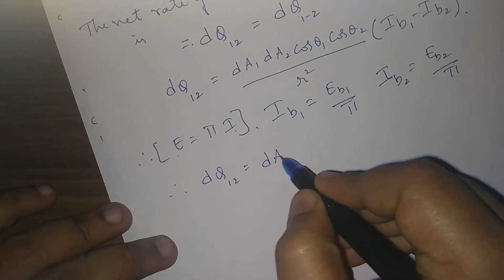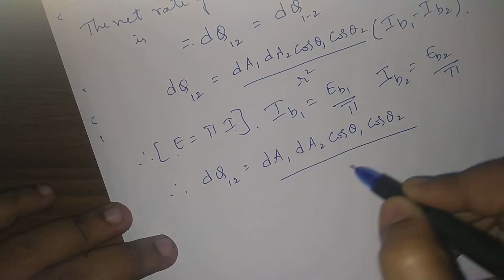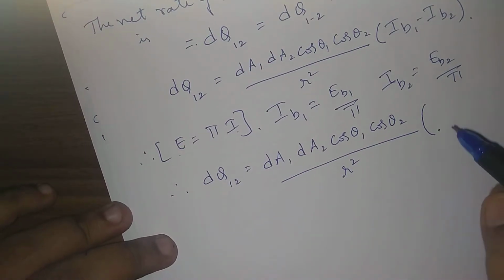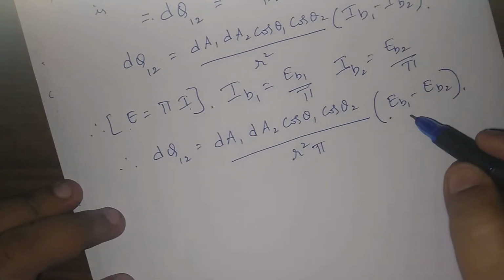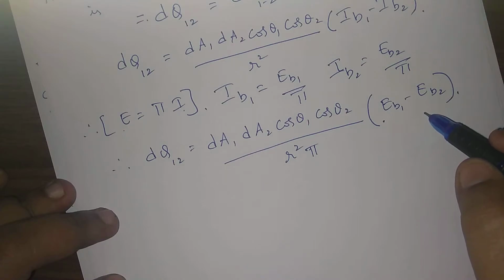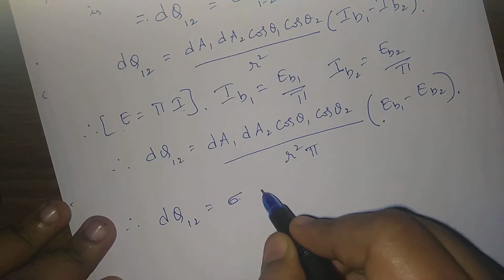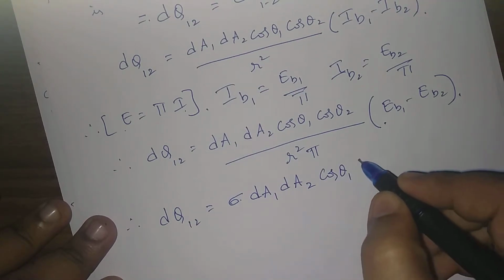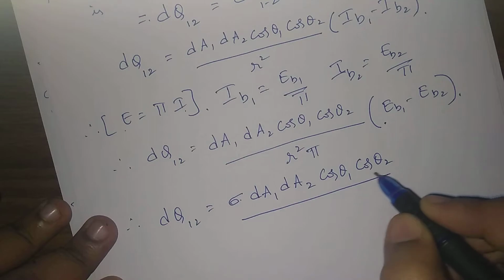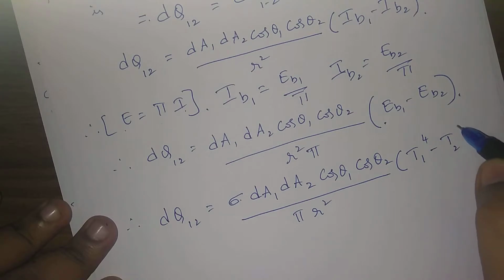Therefore, dQ12 will be equal to dA1 dA2 cos theta 1 cos theta 2 divided by r square times, taking the pi here, EB1 minus EB2. Now the emissive power can be substituted with the help of the Stefan-Boltzmann law. So dQ12 will be sigma dA1 dA2 cos theta 1 cos theta 2 divided by pi r square times T1 to the power of 4 minus T2 to the power of 4.